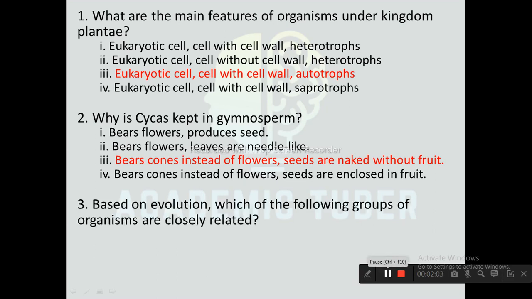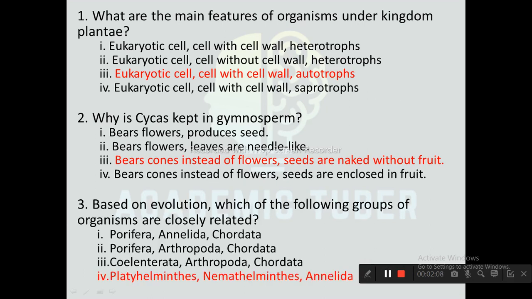Next one, based on evolution, which of the following groups of organisms are closely related? And the options are: Porifera, Annelida, Chordata; Porifera, Arthropoda, Chordata; Coelenterata, Arthropoda, Chordata; and the last one is Platyhelminthes, Nemathelminthes and Annelida. And the right option is option 4, that is Platyhelminthes, Nemathelminthes and Annelida. We know that Platyhelminthes flatworms, Nemathelminthes nematodes and Annelida segmented worms are more closely related than the options mentioned above.